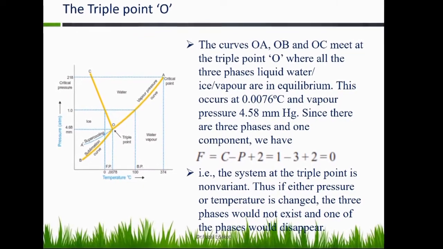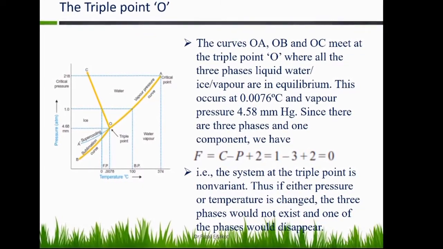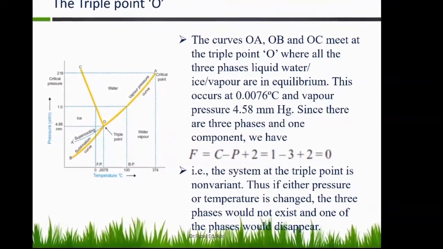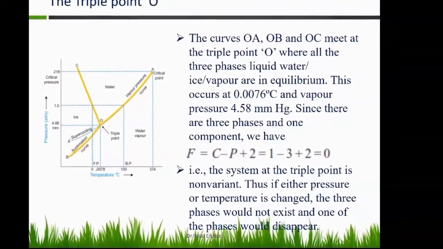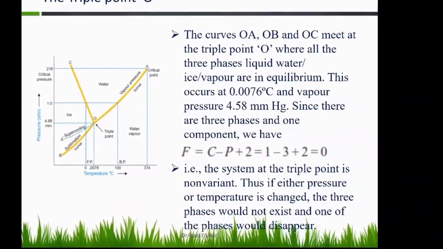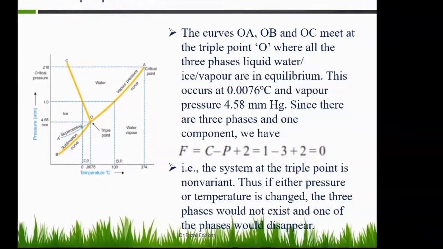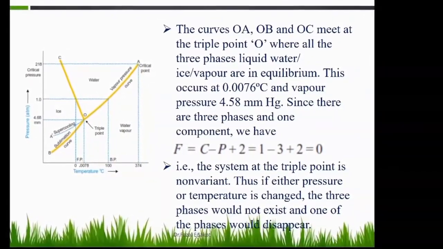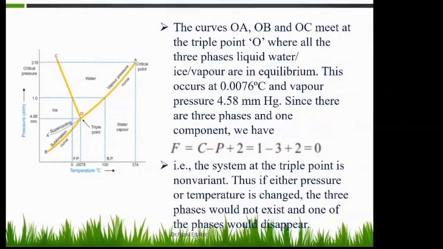Since there are three phases and one component, F is equal to C minus P plus 2, that is equal to 1 minus 3 plus 2, which is 0. It is a non-variant system. The system at the triple point is non-variant. Thus, if either pressure or temperature is changed, the three phases would not exist and one of the phases would disappear.